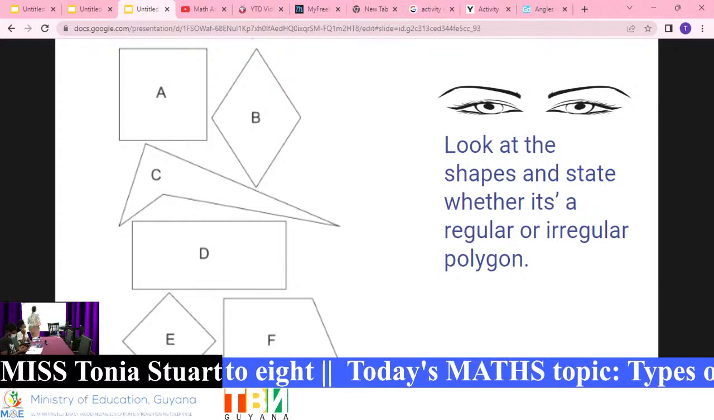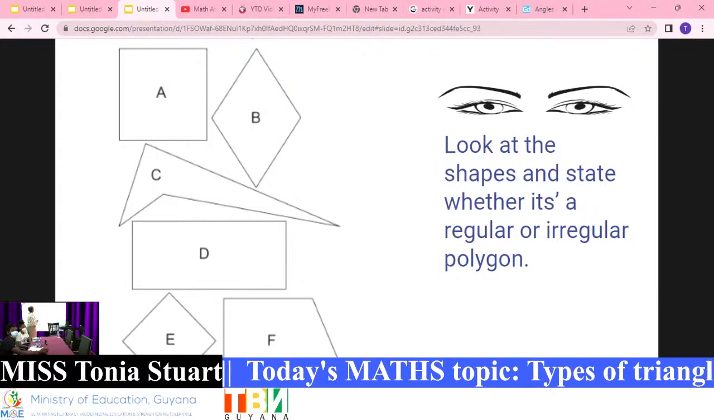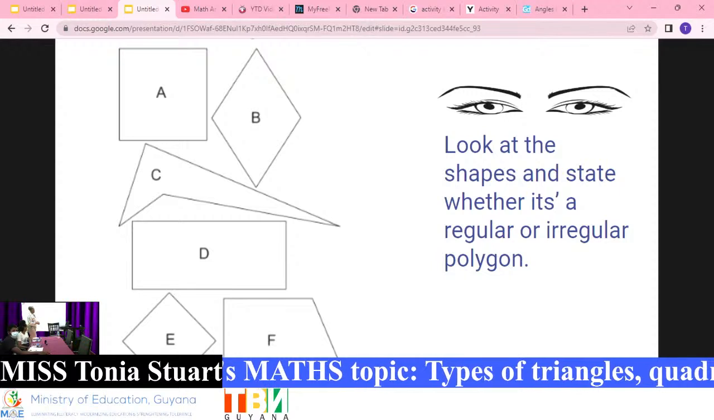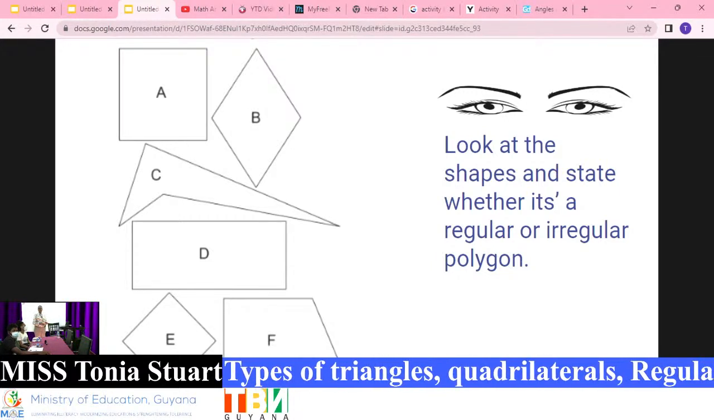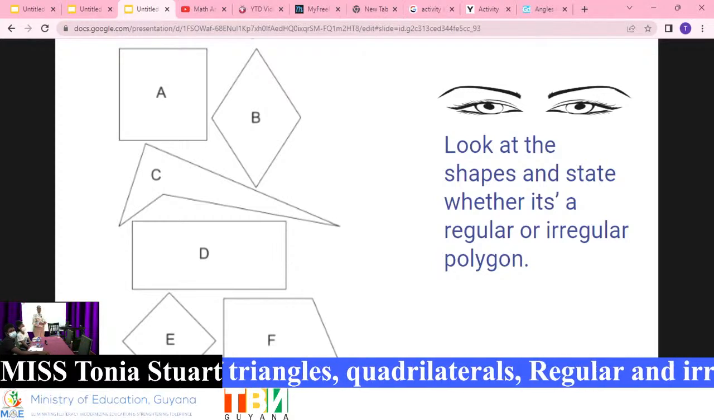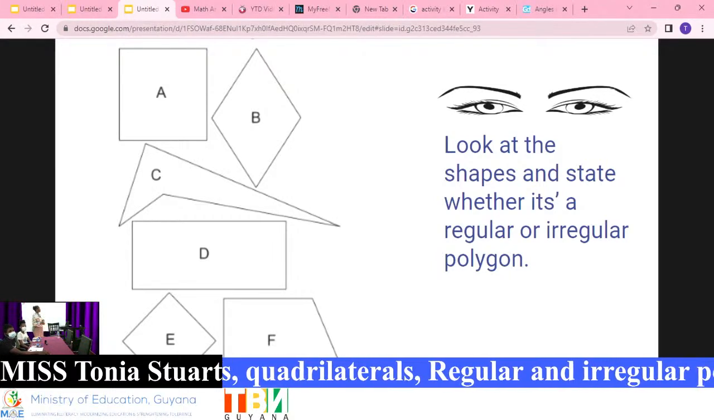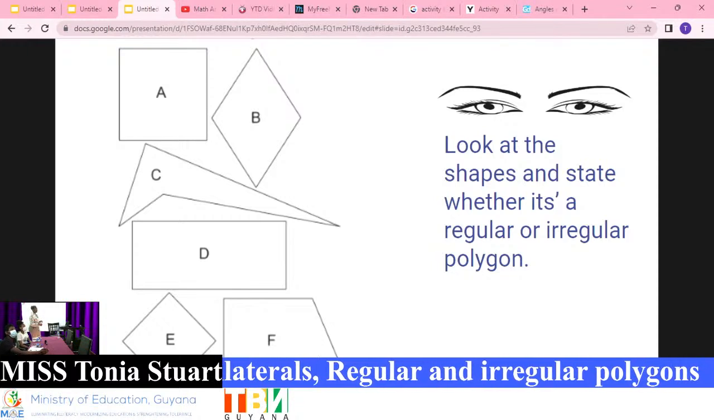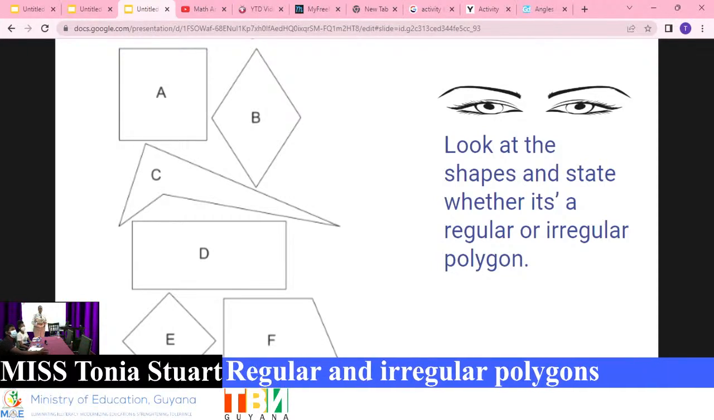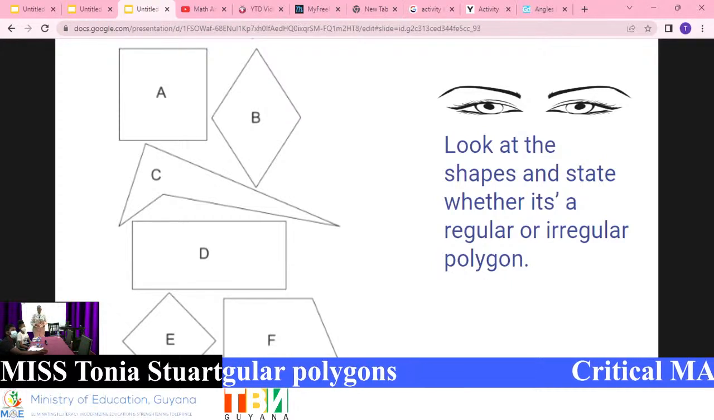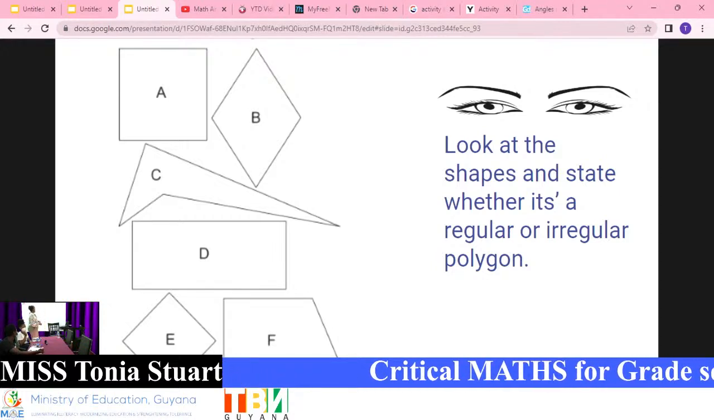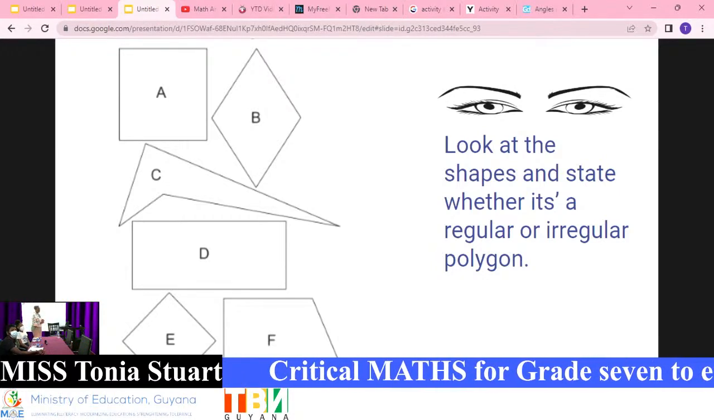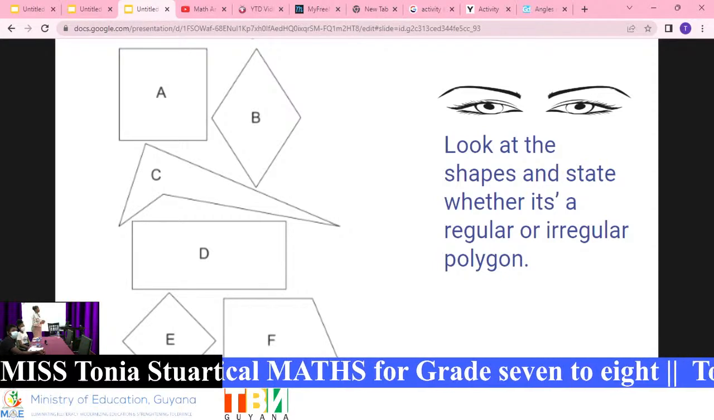So, if you glance at what you're seeing on the screen, and we're going to the board, I would like you to look at the shapes and state whether it's a regular or irregular polygon. That's the first thing. And then I'm going to put a few more, and you will state what type of triangle they are and what type of quadrilateral. So let's look at A. And I think we can even identify if it's a triangle or a quadrilateral.